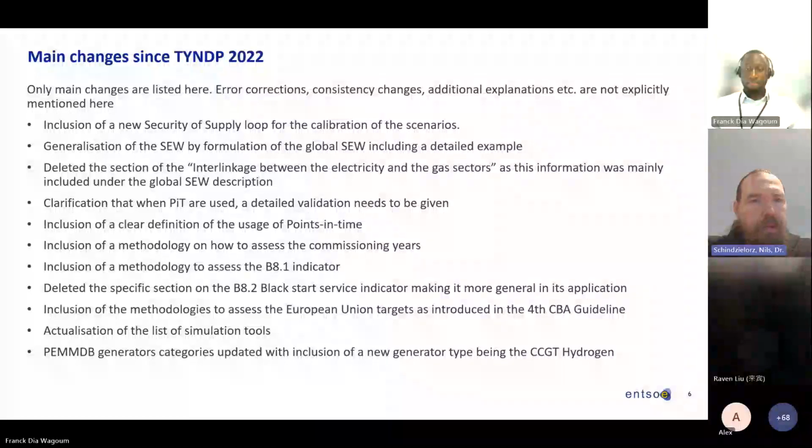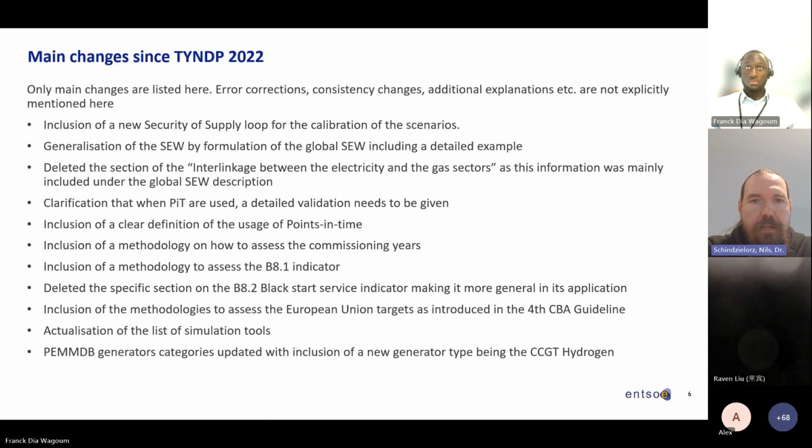Then we have included a generalized formulation of the socioeconomic welfare, and have also added more examples, more details, and an example on how to treat this global SEW. Philip will give more in-depth information about this later on. Then we have deleted the section on the interlinkage between the electricity and the gas sectors. This is directly linked to what I just said on the socioeconomic welfare and the global SEW, because the section that we had in the past on this interlinkage is now included already in the global description of the socioeconomic welfare. So that was just a rework of information in the implementation guideline.